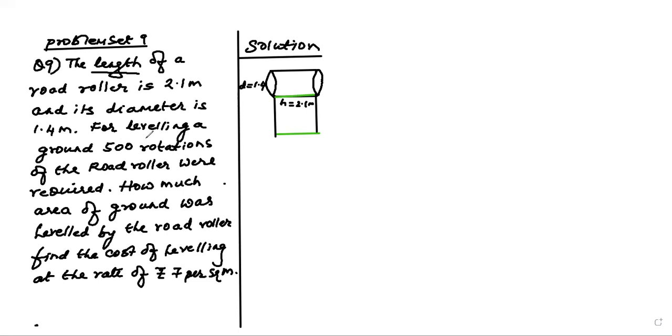Now, for leveling, 500 rotations were given. How many rotations are given? 500 rotations were given. And how much area of the ground was leveled by the road roller? Such a simple sum, children. So I'll just write it. For a road roller, they are using it for leveling the ground.